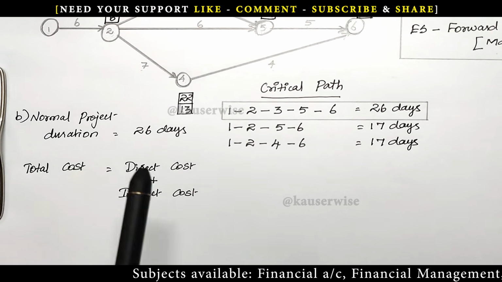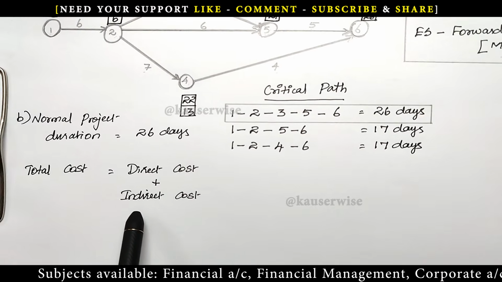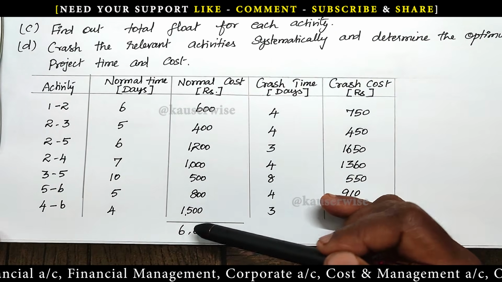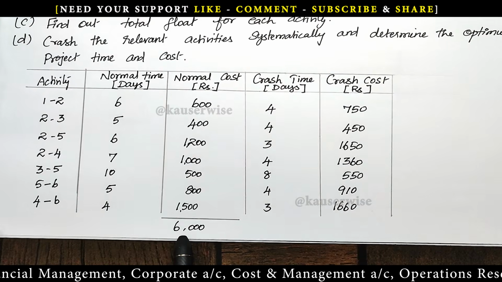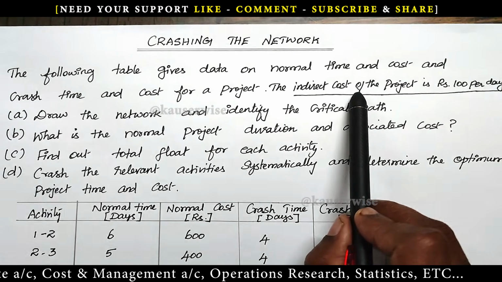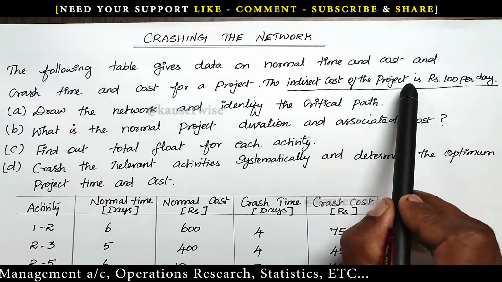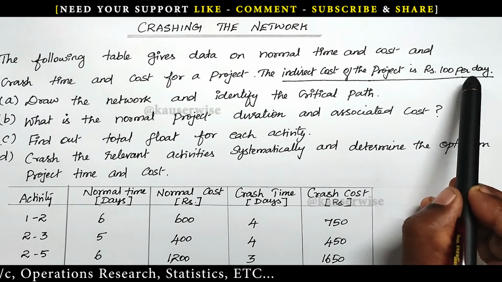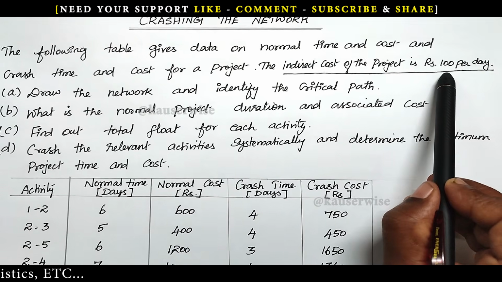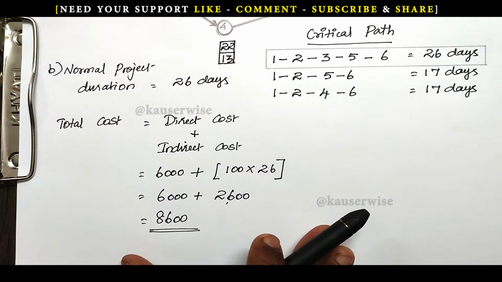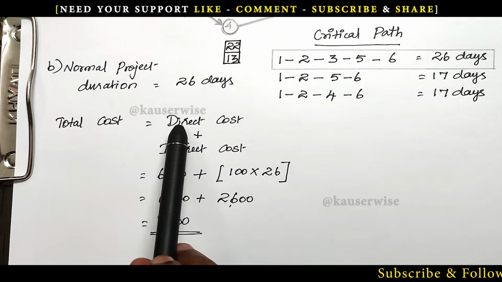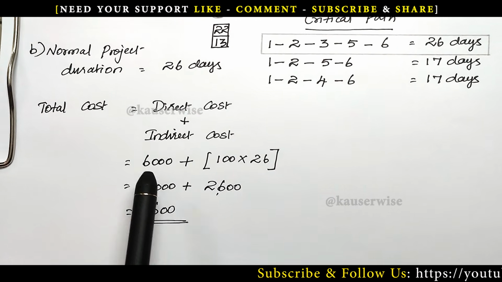So total cost is equal to direct normal cost plus indirect cost. For that, see the problem. Here they have given normal cost for each and every activity. Normal cost amount is 6,000. This is the normal direct cost. And the second one is indirect cost, also given in the problem. The indirect cost of the project is 100 rupees per day. How many days are required to complete the project normally? 26 days. So 100 into 26, 2600 is the indirect cost. Total cost is equal to direct cost plus indirect cost. Direct cost is nothing but normal cost. As per the information given in the problem, it is 6,000.